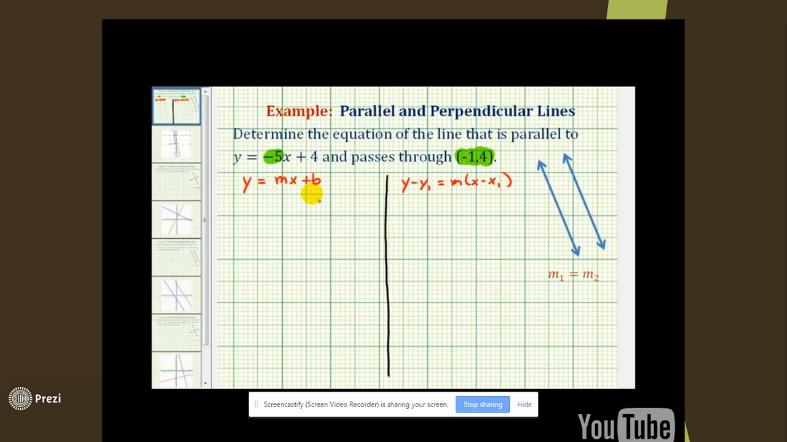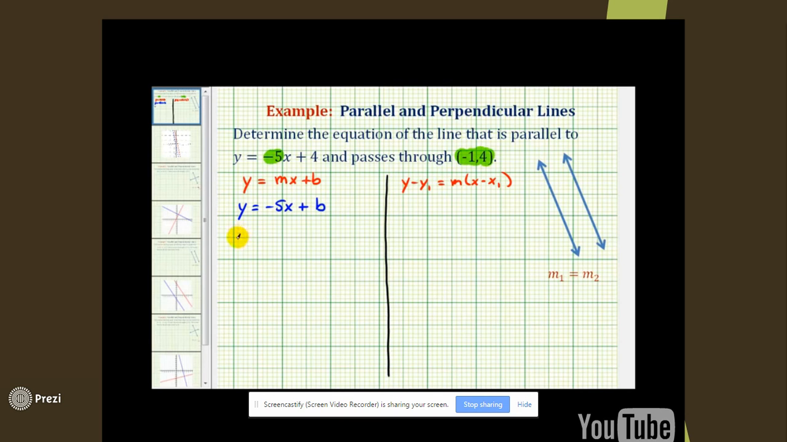So if we use slope-intercept form, we can substitute -5 for m, so we'd have y equals -5x plus b, but we still need to determine the y-intercept, and this y-coordinate is not the y-intercept because x is not equal to 0. But this point is on the line, so we can substitute these values into the equation and then solve for b. So we'll substitute -1 for x and 4 for y to determine b.